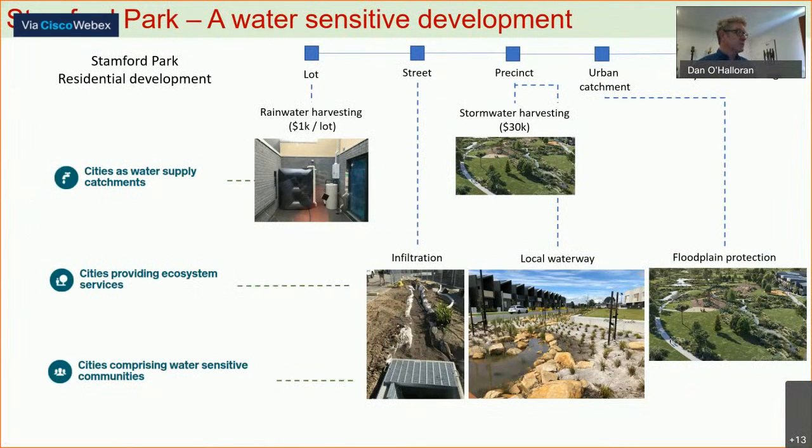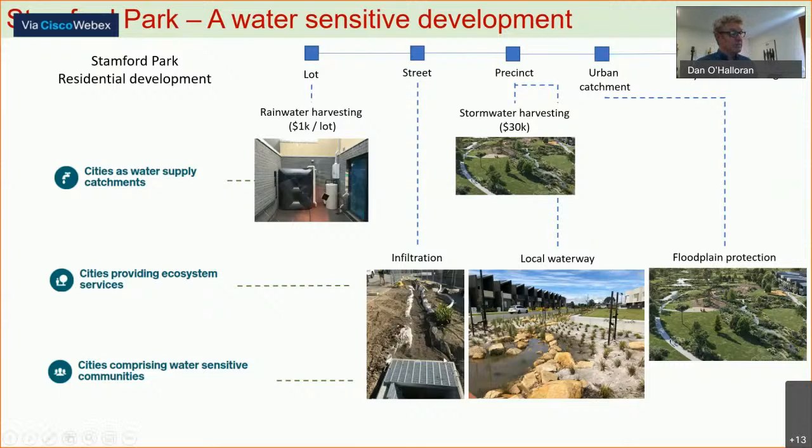So if we look at our water sensitive cities themes, we're providing water on the lot scale and also the precinct scale with our stormwater harvesting. The rainwater harvesting is about $1,000 a lot, and the stormwater harvesting scheme was relatively cheap because the source of water was quite near our demand.